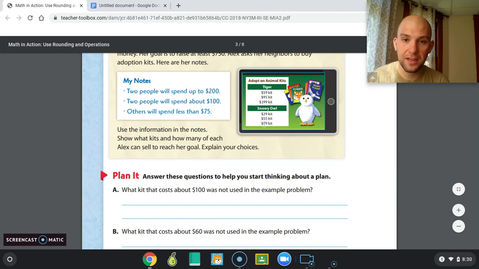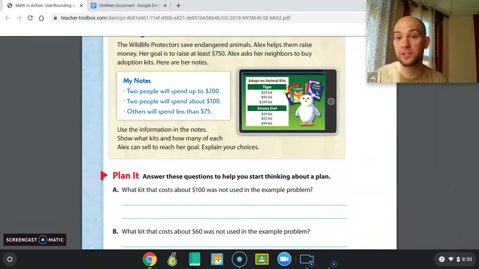So aside from the $99 kits and the $59 kits, what are two other ones? One that could round to $100 and one that could round to $60. Pause the video if you need to, see if you can figure it out. So for $100, if we didn't use the $99 kit, we could use the $95 kit. 95 still rounds to 100.